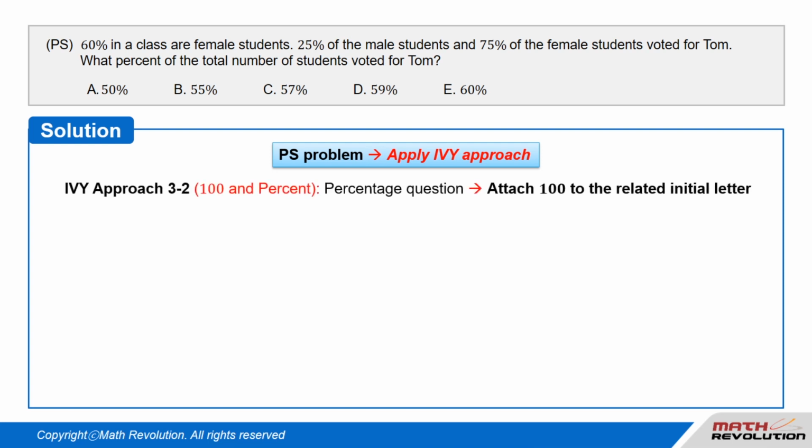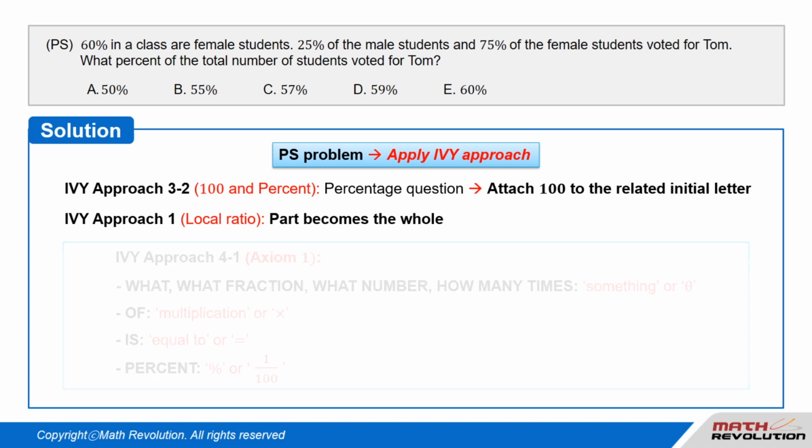Ivy approach 3-2, 100 and percent. If we are dealing with percentages, then we attach 100 to the related initial letter. Ivy approach 1, local ratio. Local ratio can also be called a partial ratio. The main concept is that in the local ratio, the part becomes the whole.